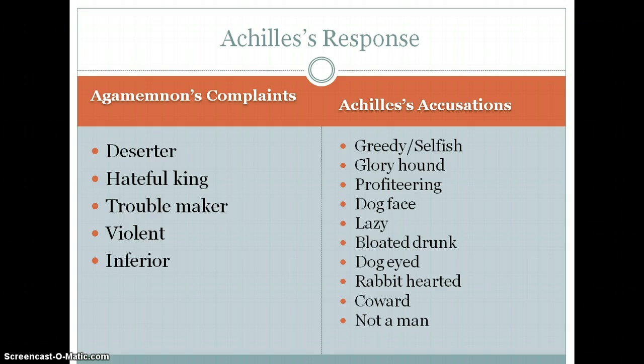Agamemnon, in Achilles' eyes, does not exhibit the characteristics of a good man or a man at all. He is a coward and selfish and profiteering. He is not in it to do the best by the Greeks. He's in it to do the best for himself.